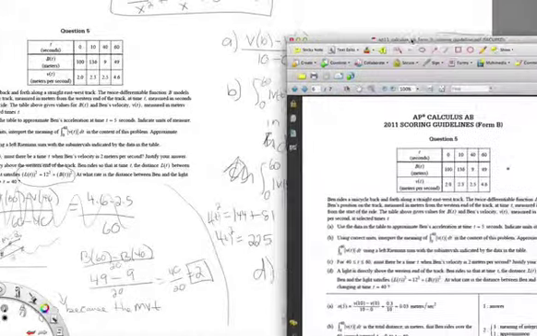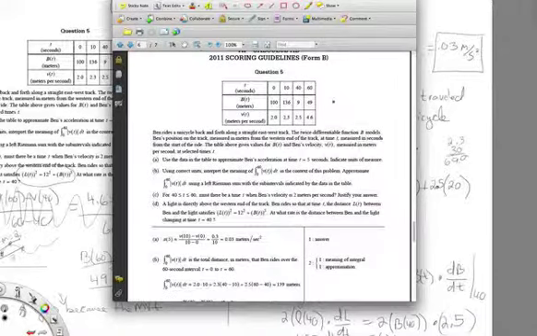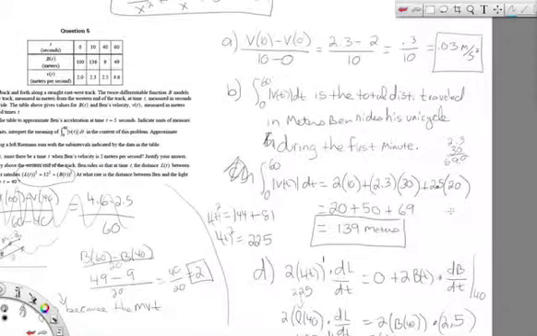B is the total distance in meters Ben rides over the 60-second interval from 0 to 60. And then, what's the answer? 139. 139. Alright.